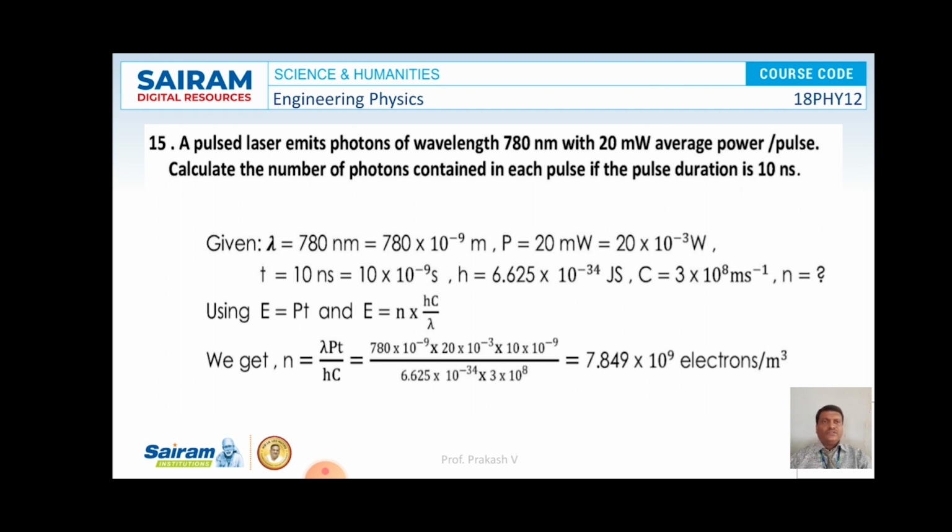So we know that E is equal to n into hc by lambda. Then n can be written as lambda Pt by hc. So substitute the values of lambda, P, t and hc here, that is 780 into 10 to the power minus 9 into 20 into 10 to the power minus 3 into 10 into 10 to the power minus 9 divided by 6.625 into 10 to the power minus 34 into 3 into 10 to the power 8. So on simplification, the value of n is equal to 7.849 into 10 to the power of 9 electrons per meter cube. So this is the solution for the given problem.